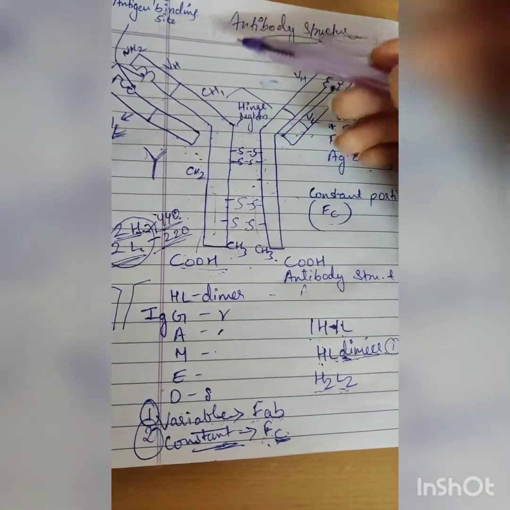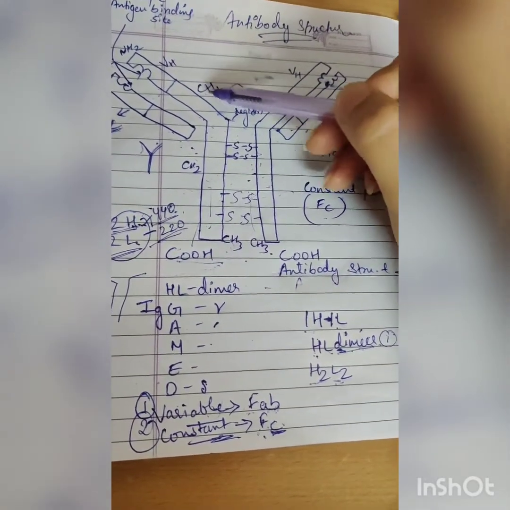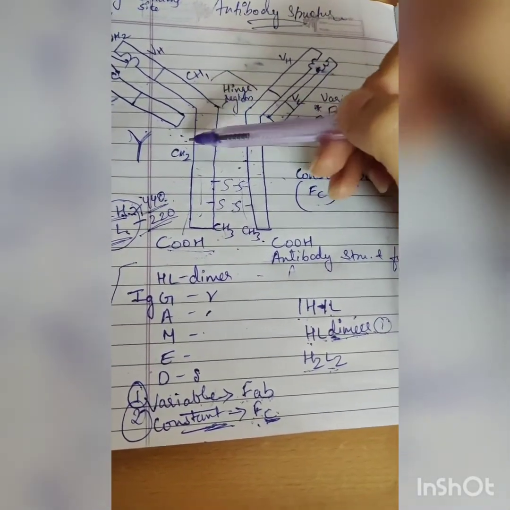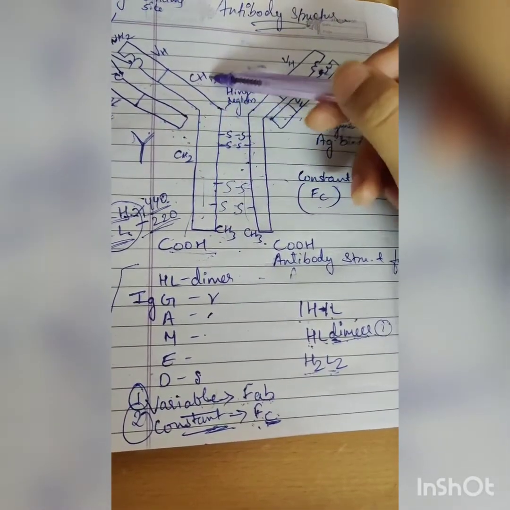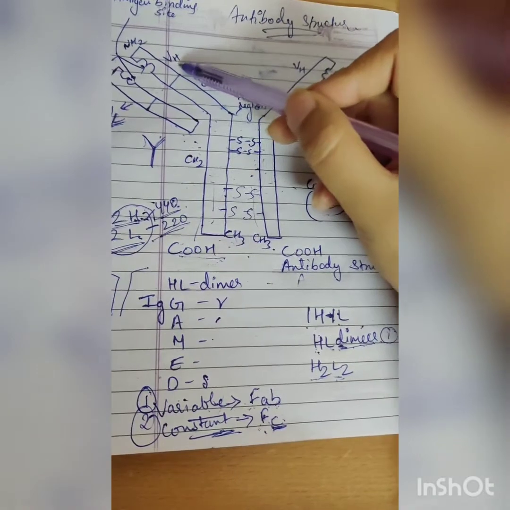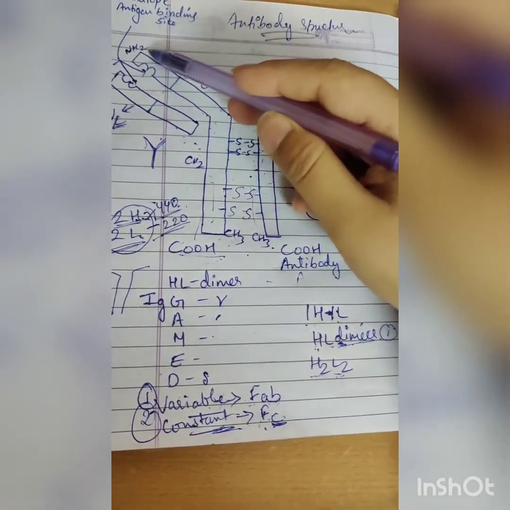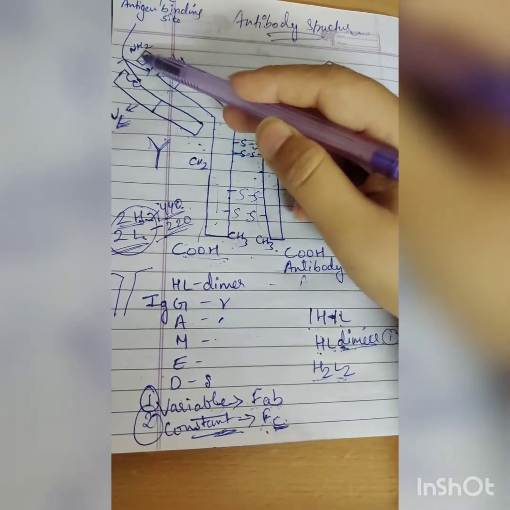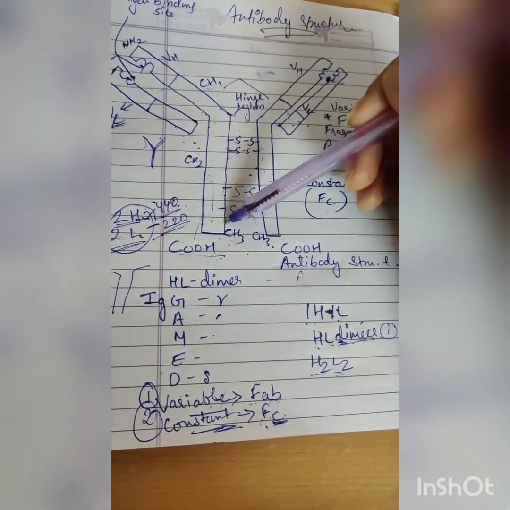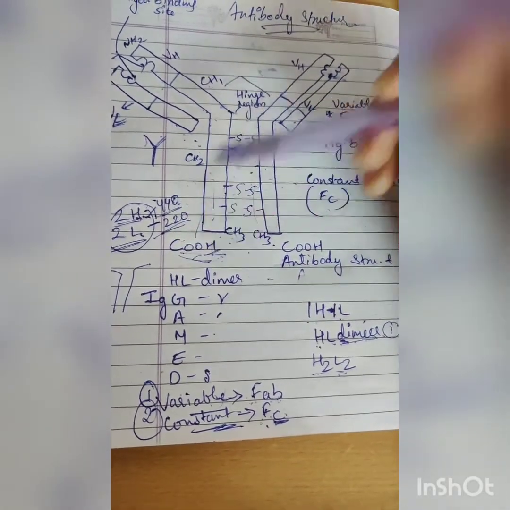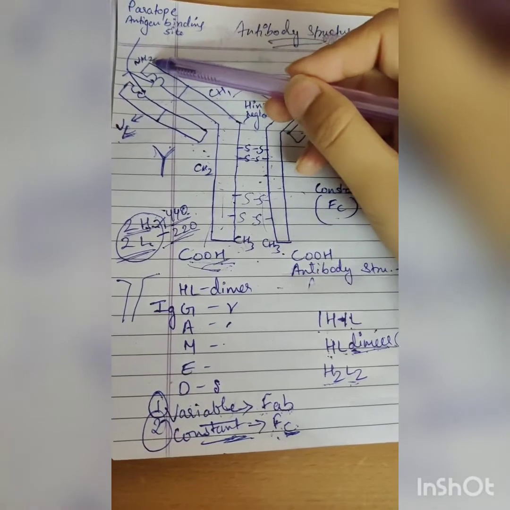So in this you can see the C and V. This part is constant. CH1 means constant heavy chain first part, then constant heavy chain second part, constant heavy chain third. These are small portions. And there is the variable heavy chain. And there are 2 sides: first is the NH2 side, the amide group, and the other is the carboxyl side, the carboxyl group. So the constant side is attached with the carboxyl group and the variable side is attached with the amide group.